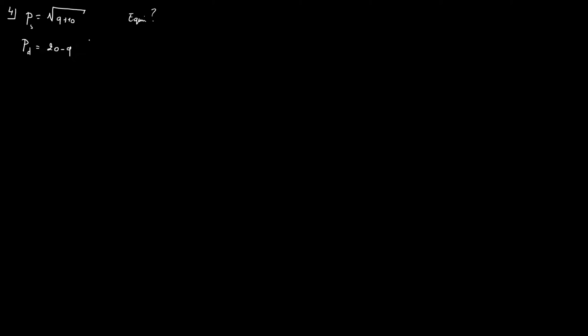To find this, we should assume one thing: in the market equilibrium, where demand and supply are equal to each other, it means that the price that the suppliers are willing to sell for is the same price that the customers are paying for it. So we can use this and equate these things together. So we can say 20 minus Q is equal to the square root of Q plus 10.